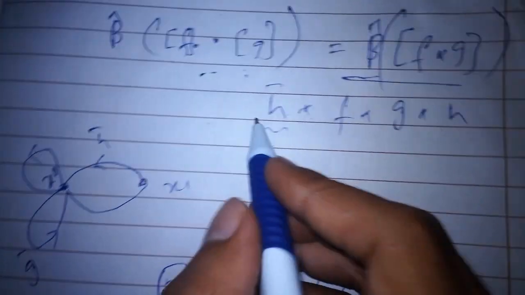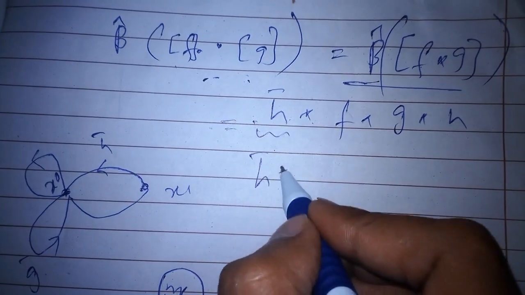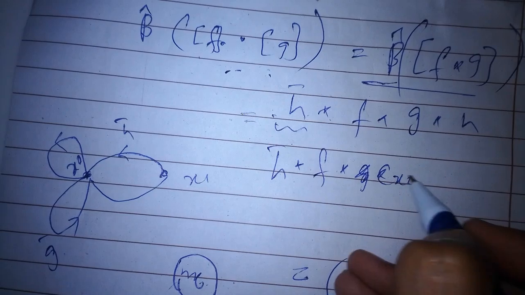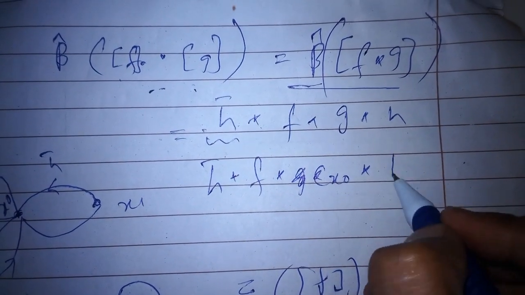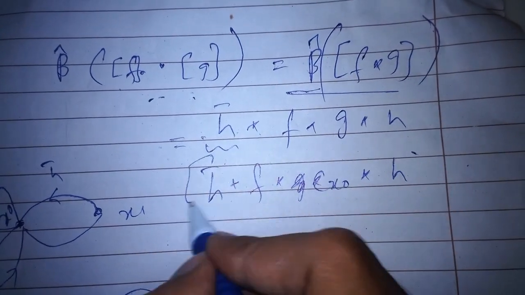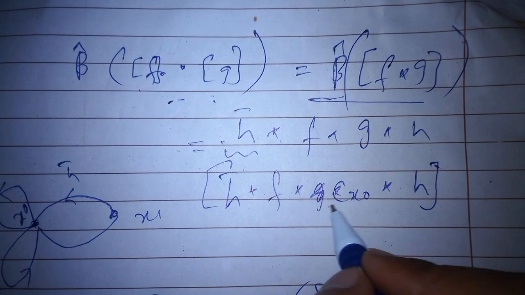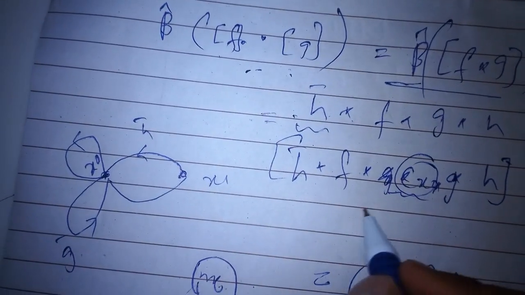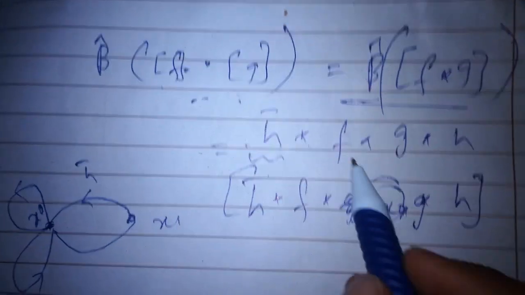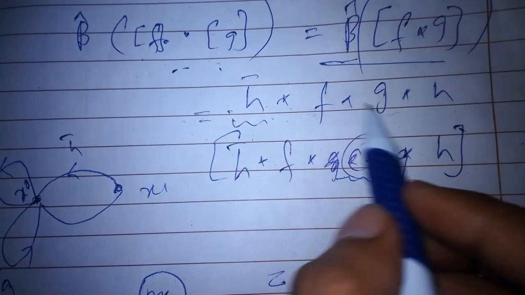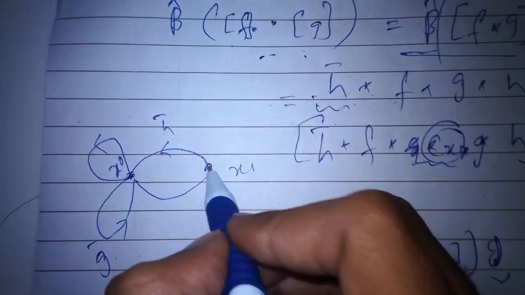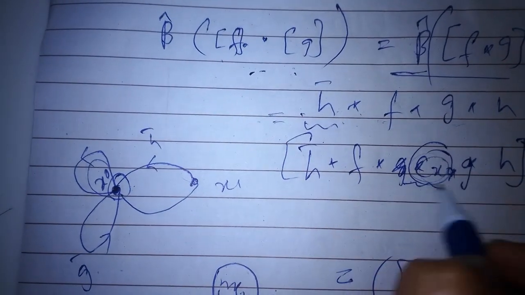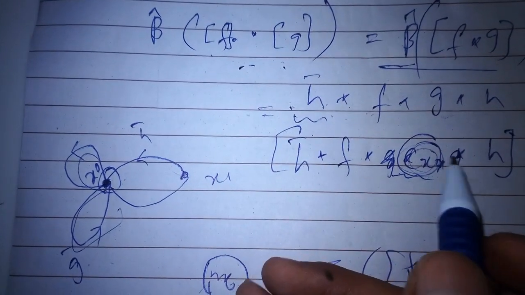If we replace this cx0, h, so what is the effect of this g? If we add this constant loop at x0, there is no further change in the equation, because first h bar, then f, then stay here, cx0 means constant loop, stay here, then g, and then h.